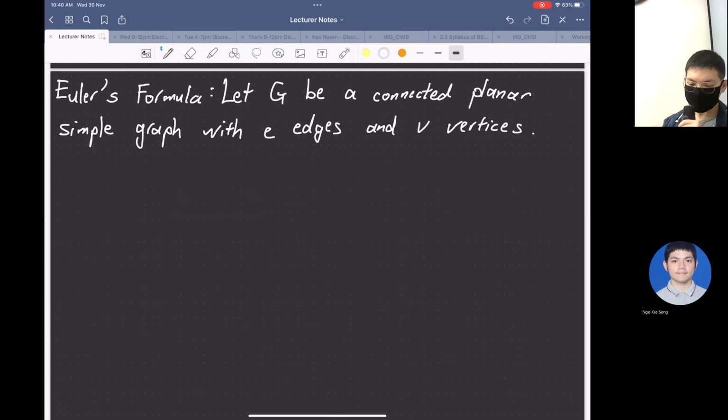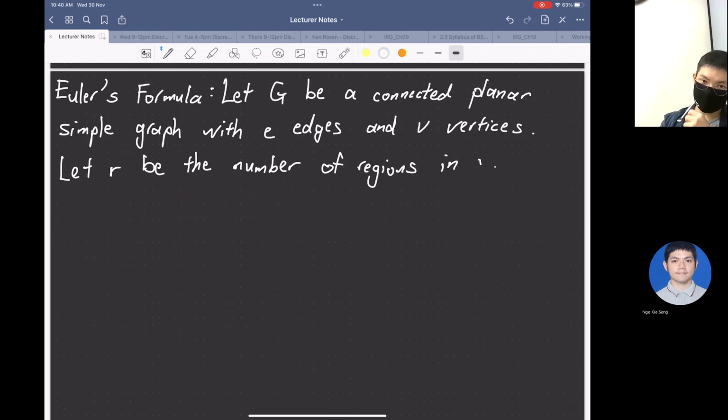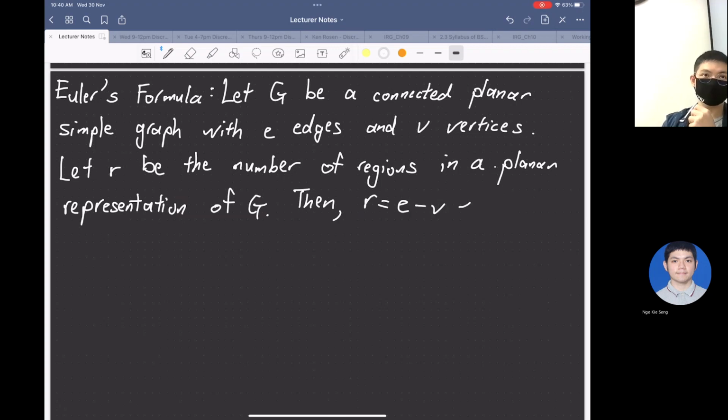So let G be a connected planar simple graph with E edges and V vertices, and then let R be the number of regions. Just now we only see the regions bounded by this graph. So the formula is R equals E minus V plus 2. I want you to believe it first.